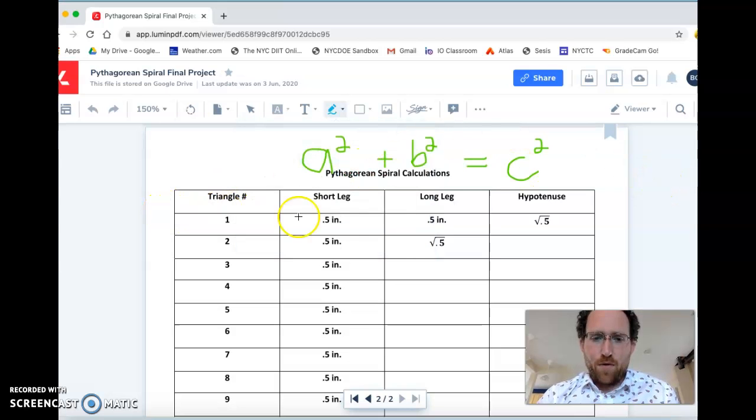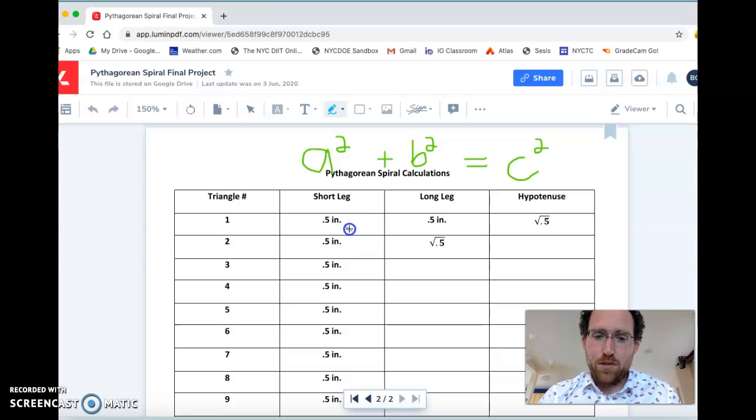So, for your first triangle, we know that your short leg is 0.5, your long leg is 0.5, and therefore you can find that your hypotenuse is the square root of 0.5. Now, you may have trouble finding it if you don't know what to do with 0.5s, right? So you put 0.5 into A and 0.5 into B. So you get 0.5 squared, which is 0.5 times itself. So that's going to be 0.5 times 0.5, which is going to be 0.25.